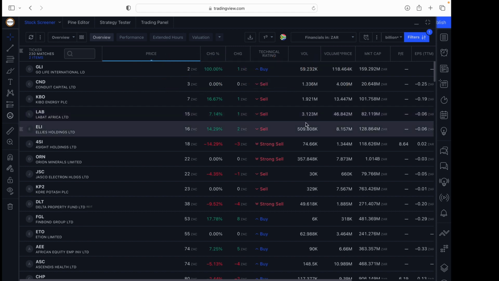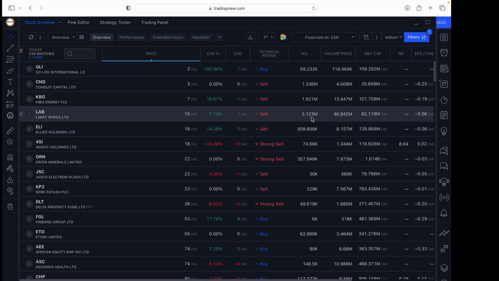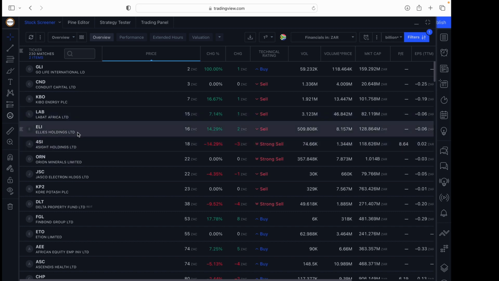You look at the volume there, it's about 3.123 million. But for those people that own this share, if they want to sell it, they know the difficulty of trying to get someone to buy the share in the open market. But I just digress. Now let's look at what we are here for.